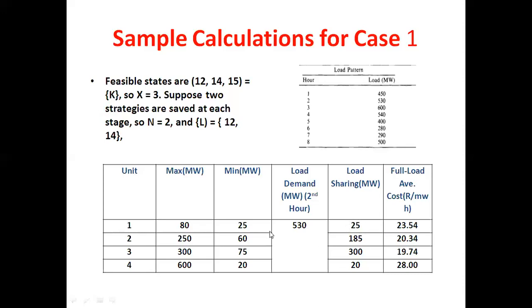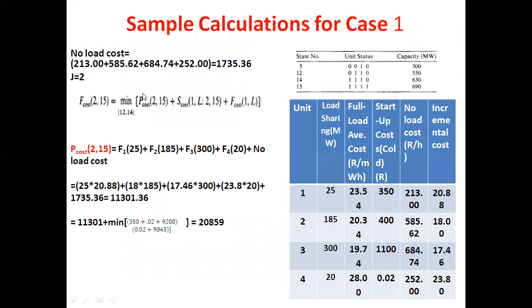So unit 1 will give the minimum value, minimum power, that is 25, and the rest, 210 minus 25, that is 185, will be given by unit 2. So the total cost will be the summation of all the no-load cost, that is 2135 plus 585.62 plus 684.74 plus 252, that is 1735.36. So this is the general formation.